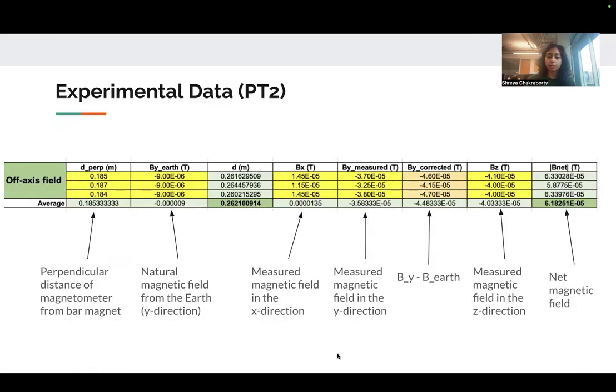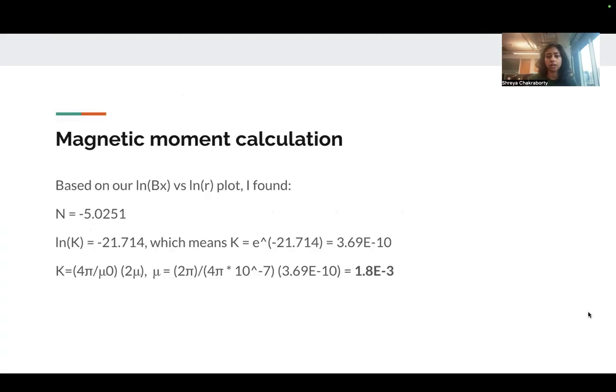Then for part two, we used dperp. We took three trials of everything. For each dperp, we found the X, Y, and Z components of the magnetic fields. For Y, we also subtracted the magnetic field of the Earth so that we isolated the system to being just a magnet. And then we have the net magnetic field averages here.